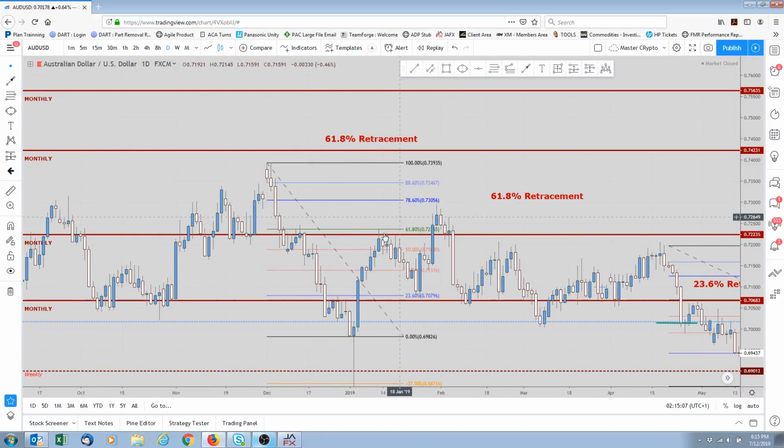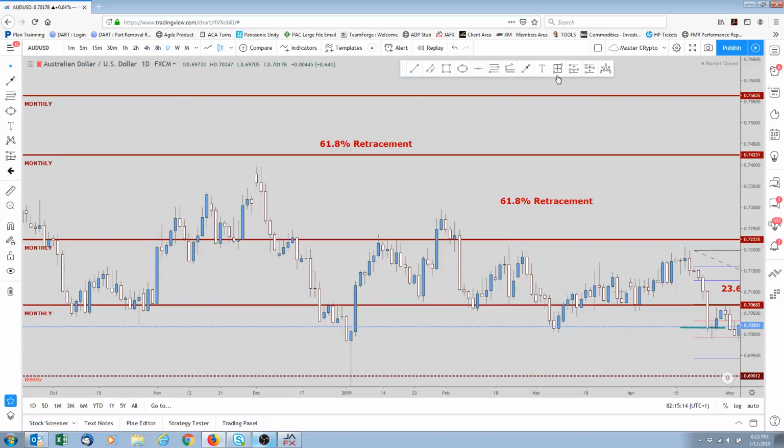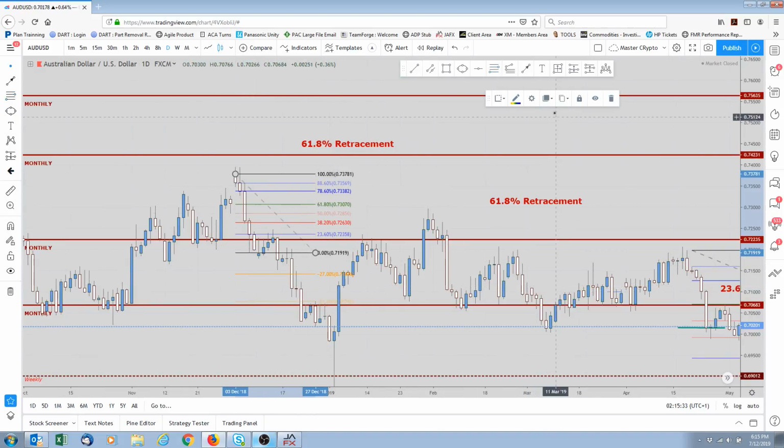So here it's an example of 61.8%. Let me show you a couple things here. We'll go to our fib tool again. We're going to go from, actually I'm just going to go from here. I'm going to go from the body of this guy and see how price goes to this level. If I put my tool here, you can see that price only made it to 23%.